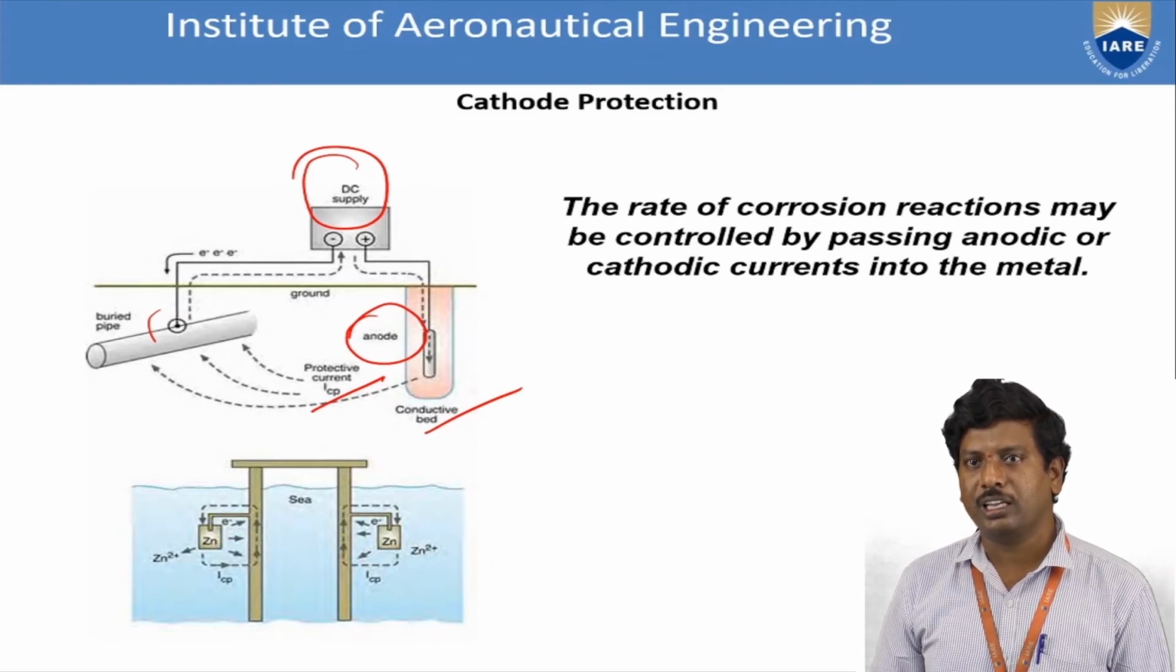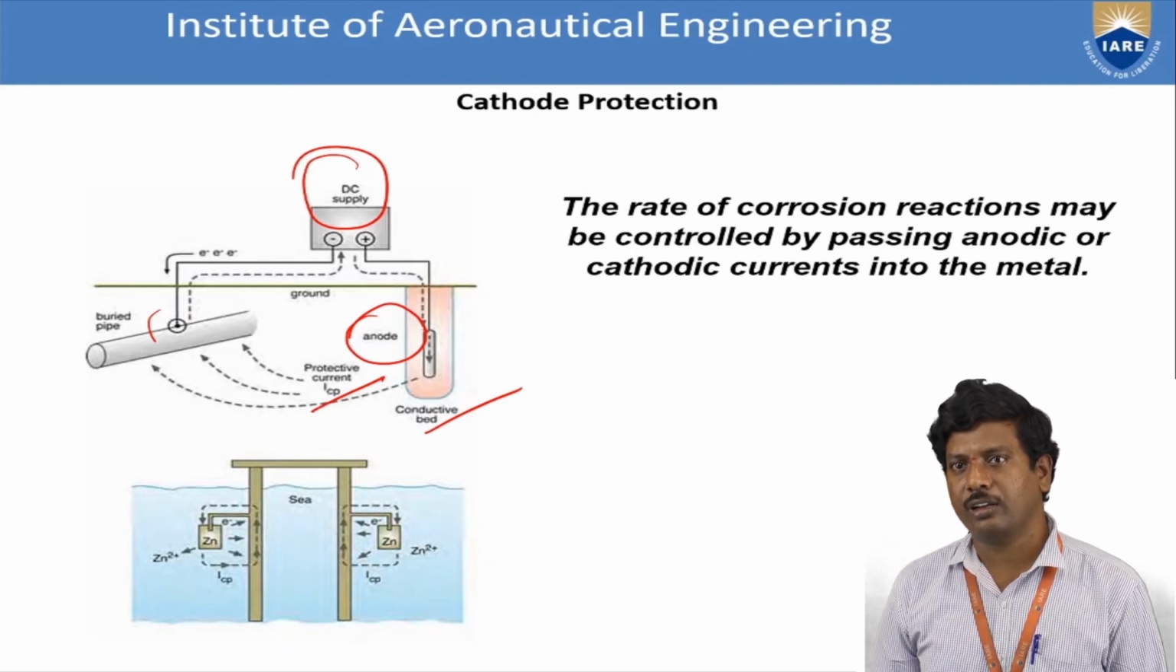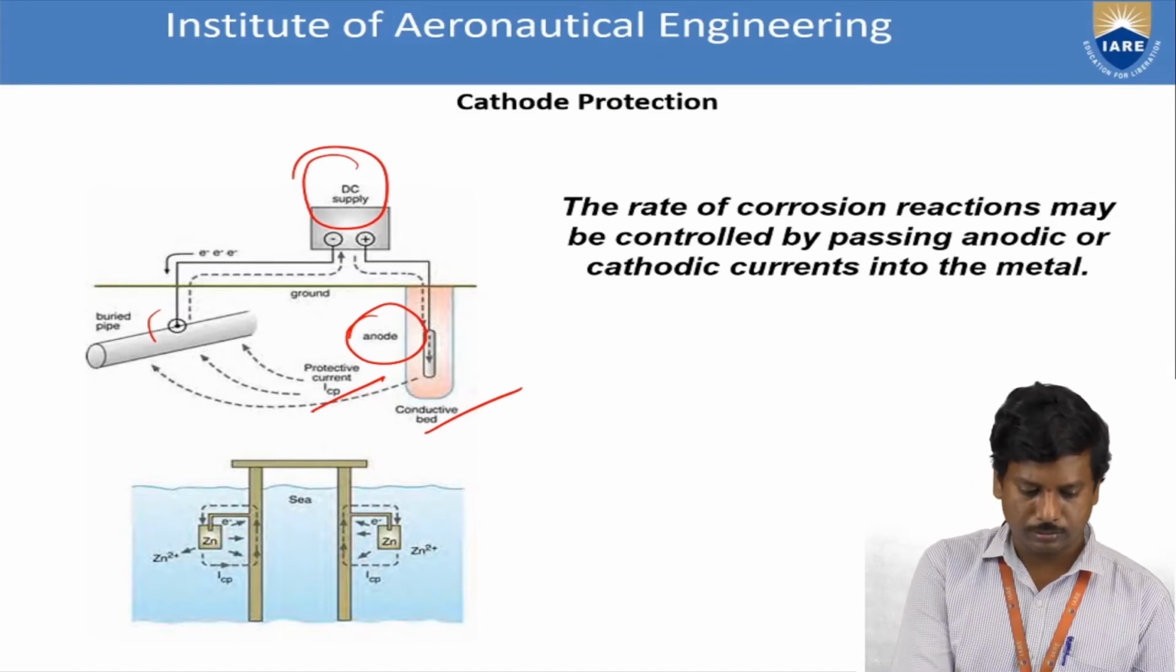That means the cathode will be connected to the DC power supply, so that material should be on the safe side. How does that change? At the cathode, what happens? The rate of corrosion is less compared to the rate of corrosion at the anode. So the material which is more important and more essential can act as a cathode.